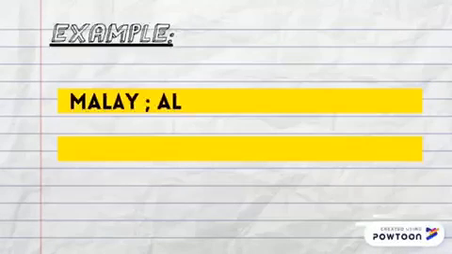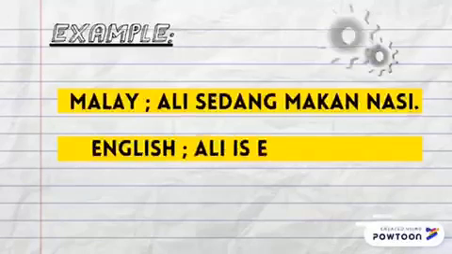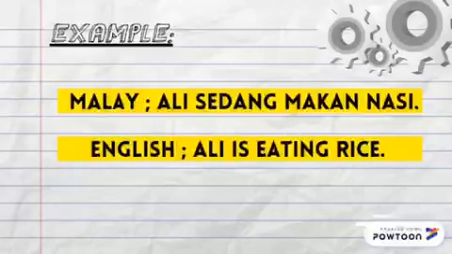For example, in Malay, Ali sedang makan nasi. In English, Ali is eating rice. As you can see, Ali is the subject, sedang makan is the verb, and nasi is the object. So as you can see, it all becomes Ali is eating rice.